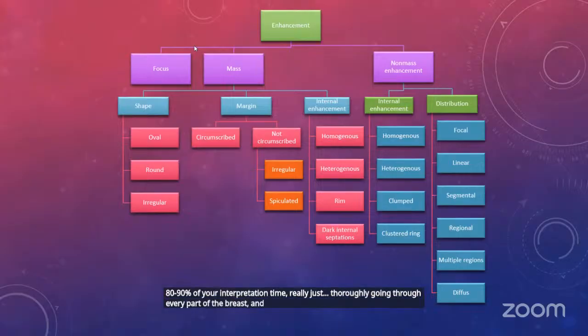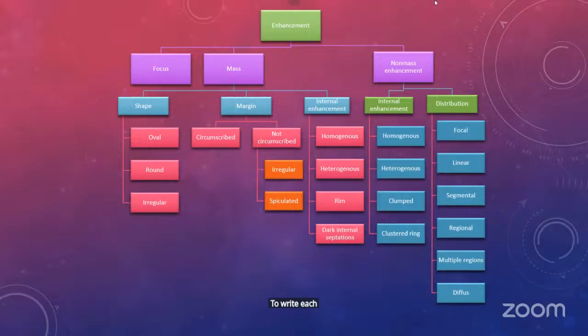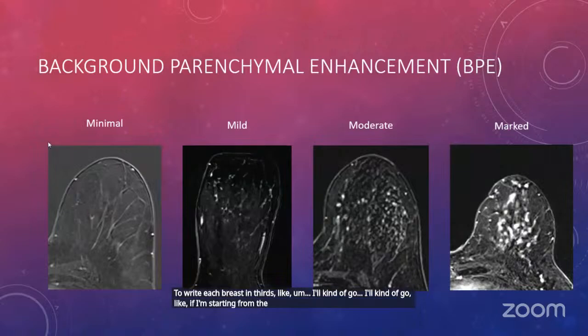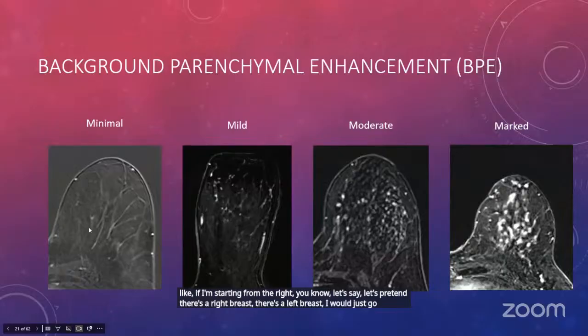And people have different ways of scanning the breast. The way that I do it is I just go left to right, each breast in thirds. If I'm starting from the right, let's say, I would just go outer breast. I would scroll through it completely. Then the central, scroll through the post contrast completely. Then inner, and then I go through it again.